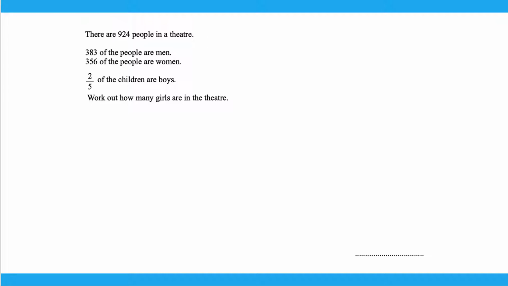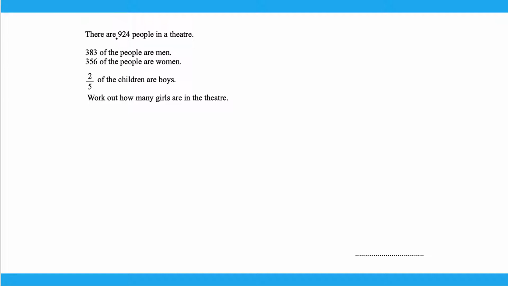Okay, another style of question, a word problem this time. So there are 924 people in a theater. 383 of the people are men, 356 of the people are women, 2/5 of the children are boys. You need to work out how many girls there are in the theater.